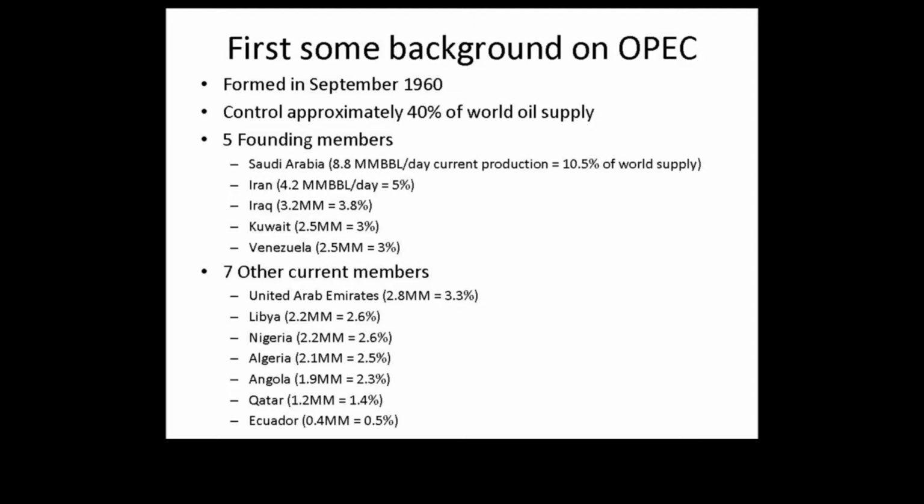Saudi Arabia by far is the biggest. Their 8.8 million barrels per day of production is more than twice that of any other OPEC nation and about 10% of total world production. Consequently, they have a lot of power. There are 7 other current members who joined OPEC at a later time. Some are in Africa, some in the Middle East, and some in South America. All of them vote, but none of them are as influential as the 5 founders, particularly Saudi Arabia.